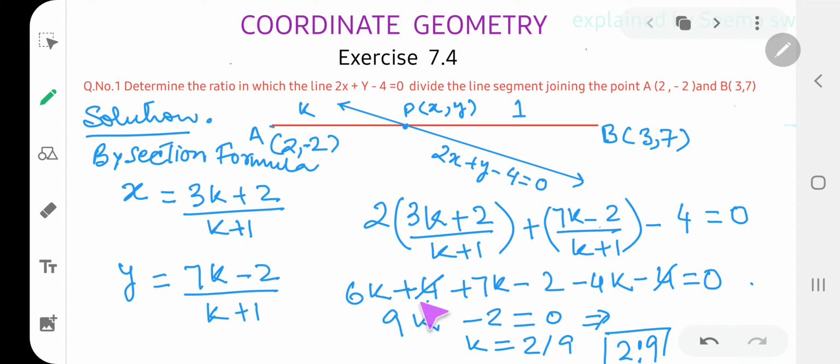Now this 4 and this 4 cancel each other, so we are left with 6k plus 7k, that is 13k, minus 4k, that means 9k, and 4 and 4 are already cancelled, so we are left with only minus 2 equal to 0. Bring it to that side and take the 9 to that side, so k is equal to 2 by 9. Since the ratio is k is to 1, the ratio in which the given line segment is divided is 2 is to 9. I hope you are getting it. Now let's move to the next question.